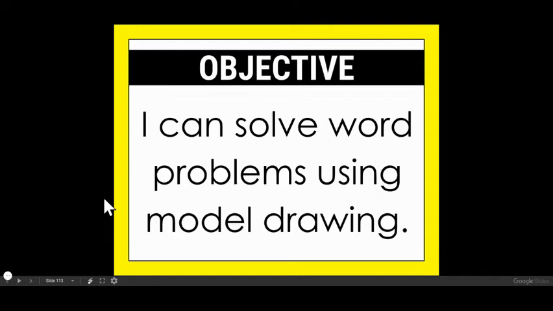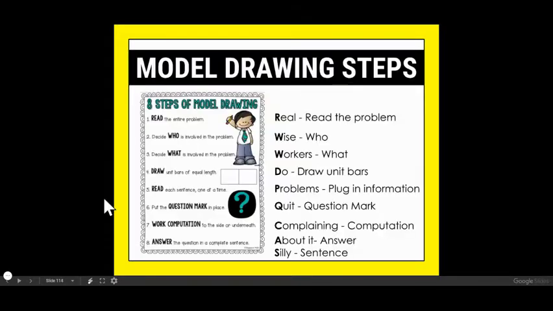Our objective for today is I can solve word problems using model drawing. So we're going to continue working on what we were working on yesterday. We're just going to do even more practice. So we're going to use those same 8 steps to do our model drawing today.